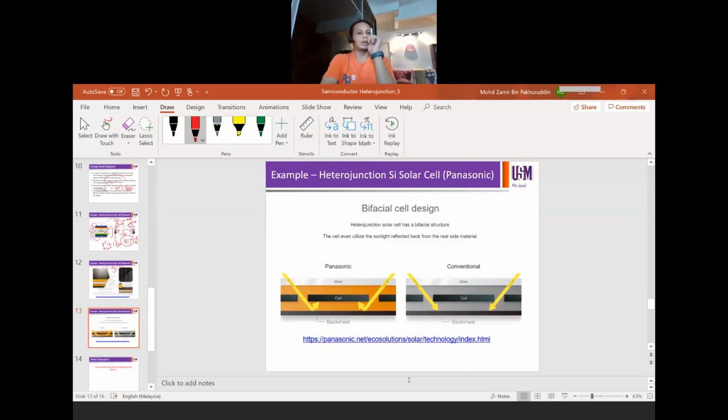Okay, before this, when we discuss about solar cell, you'll see more in your devices later on. When we discuss about solar cell, we normally discuss about one side illumination, right? Usually kita discuss tentang cahaya datang kat depan. Itu yang paling basic lah, paling basic physics.